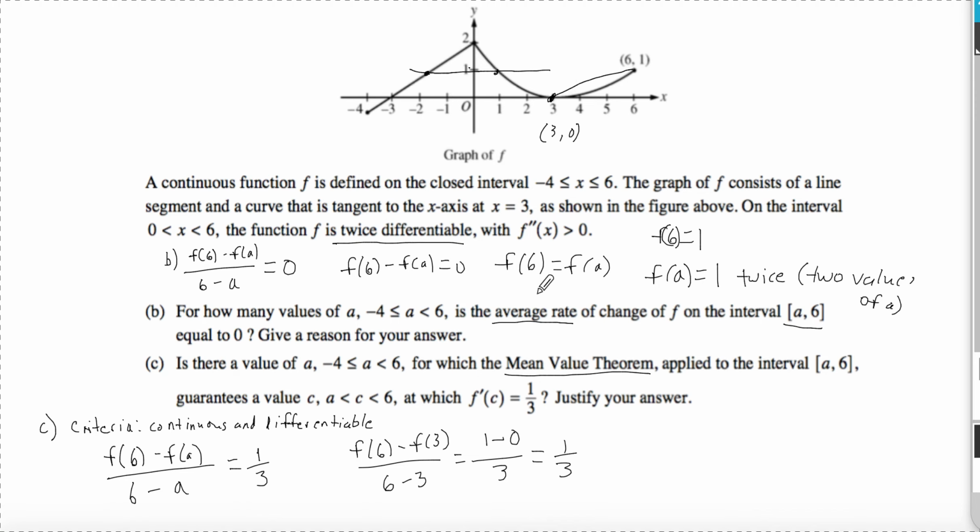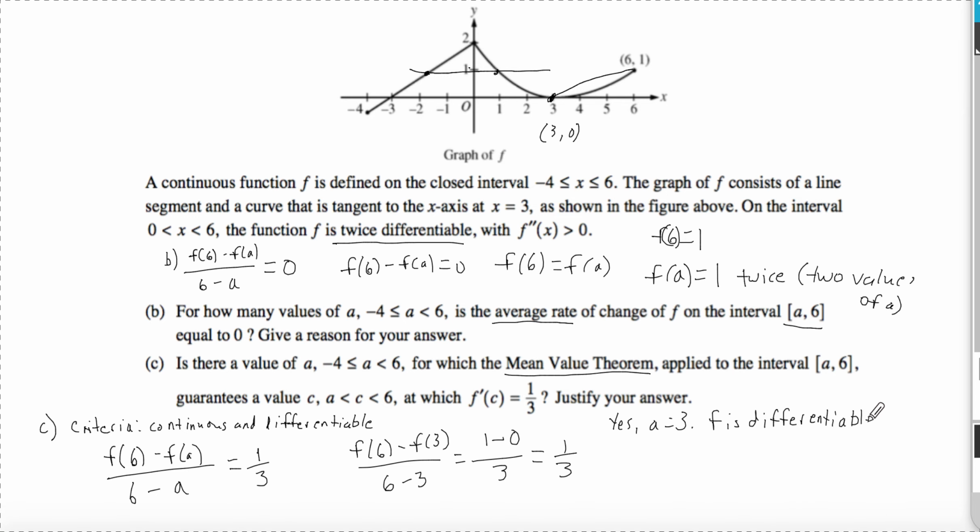So let's write this out. They're asking us, is there a value of a so that the mean value theorem guarantees a derivative of 1/3? Correct answer here is yes. A equals 3. And we can say f is differentiable.